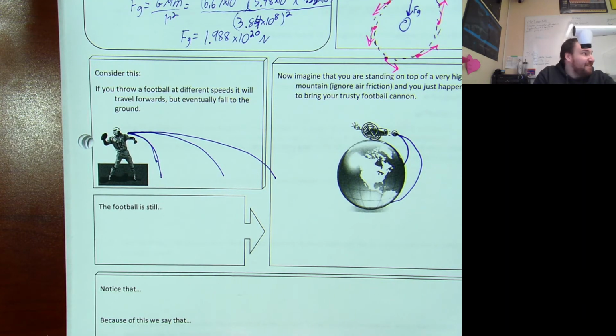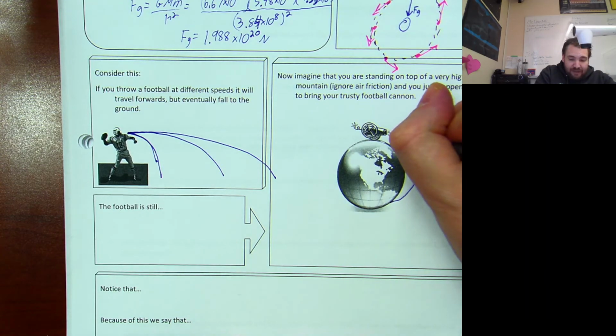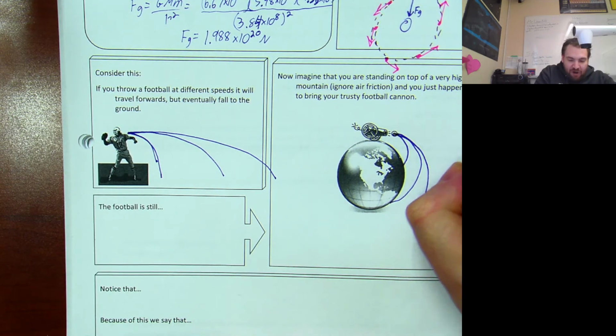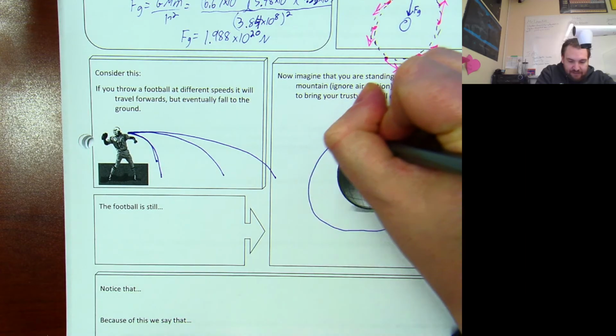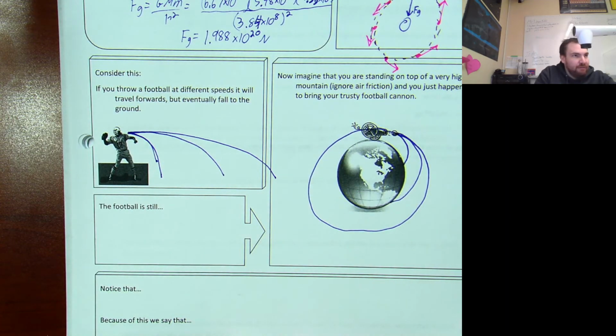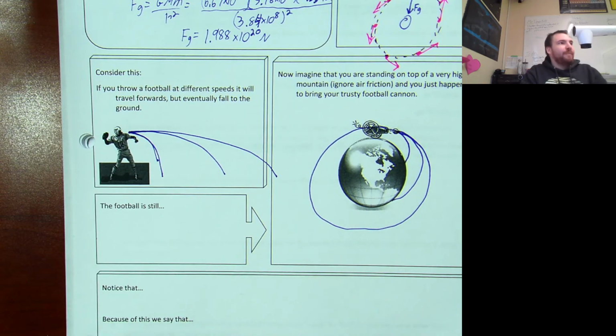What if I shoot it even faster? So fast that as it tries to fall, it misses. What do we have now? Now we've got an orbit. So what is an orbit if it's not an object just trying to fall at the Earth and moving so fast it's constantly missing? That's all an orbit is. Objects in orbit are trying to fall to the surface of our planet. They're just moving so fast, they're constantly missing.